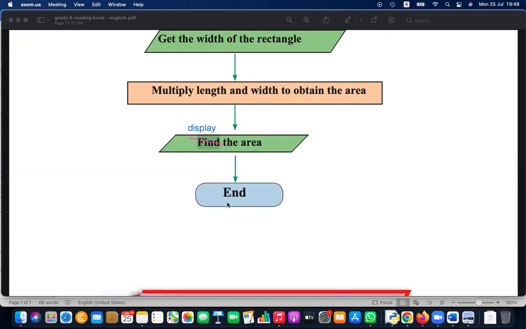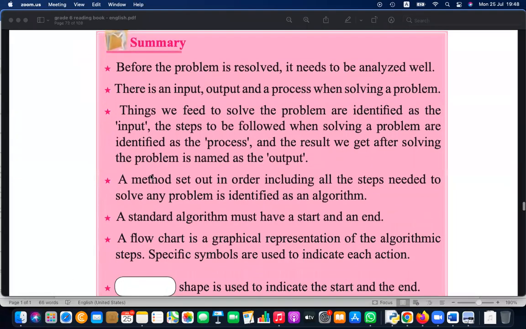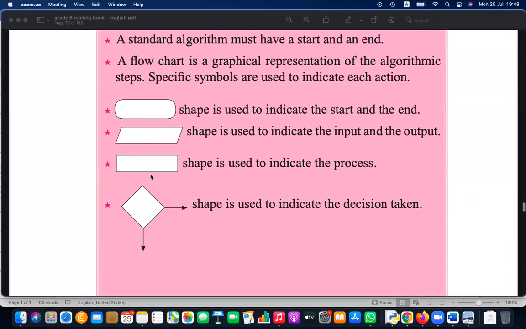I think now this is clear to you. Right. Let's see one more. That shows you the summary. Start and end use ellipse. Then the parallelogram indicates the input and output. This is for the process and this is for the decision. Arrows are showing the data flow.